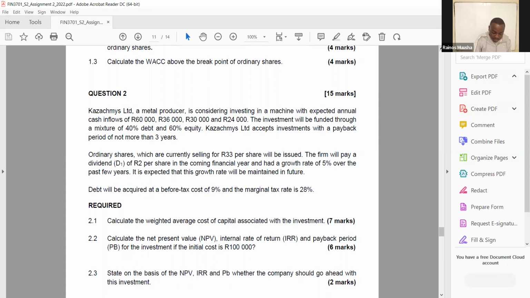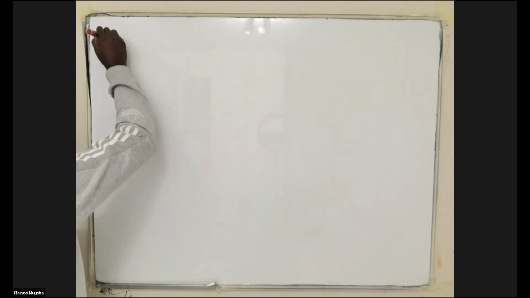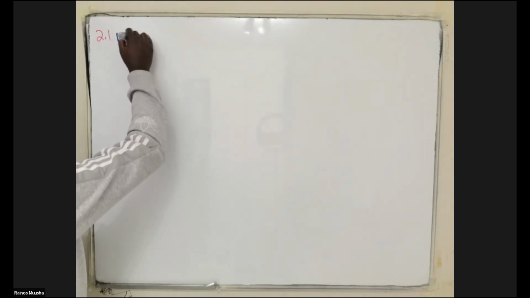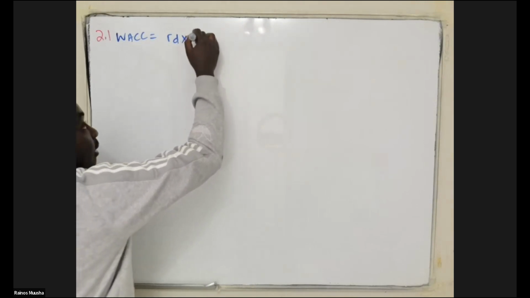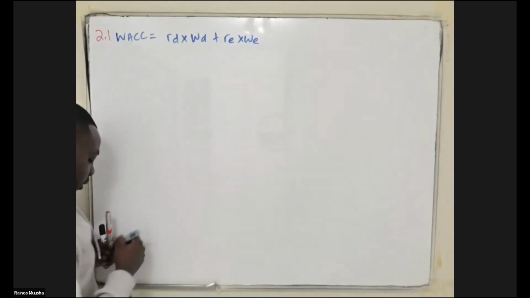So for this investment, we're financing with the debt and equity. We are not utilizing what? Preference shares. And from here, the after-tax cost of debt is not given. The after-tax cost of equity is also not given. So for us to be able to calculate the weighted average cost of capital, for question 2.1, our weighted average cost of capital is given as the after-tax cost of debt multiplied by the weight of debt plus the cost of equity multiplied by the weight of equity.